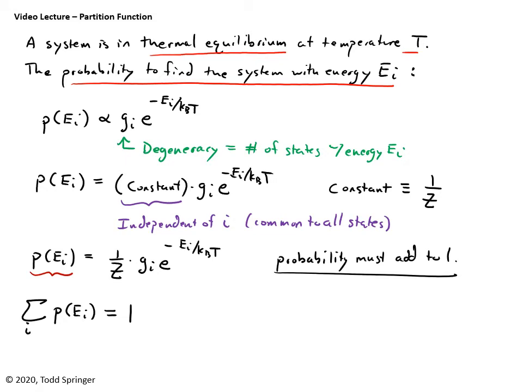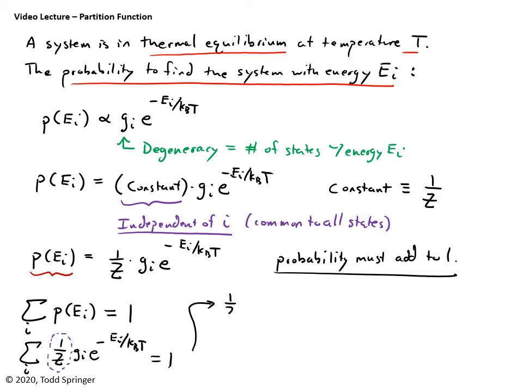Okay? And therefore, if I write this, let me take this a little bit further. So I'll put here 1 over Z, sum over i, g_i e to the minus E_i over k_B T, just like that, equals 1. Now the Z here is common to all states, right? It doesn't depend on i. It's independent of i, so it comes outside of the sum.